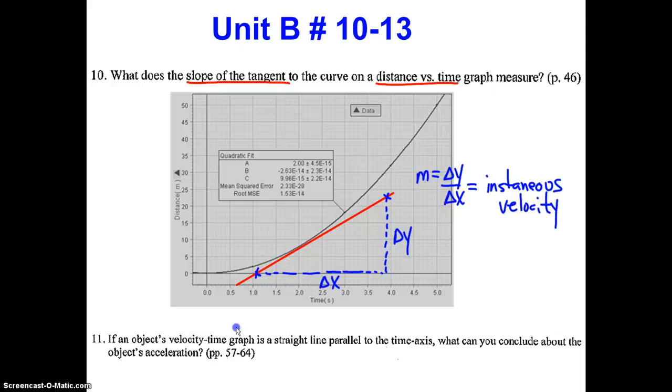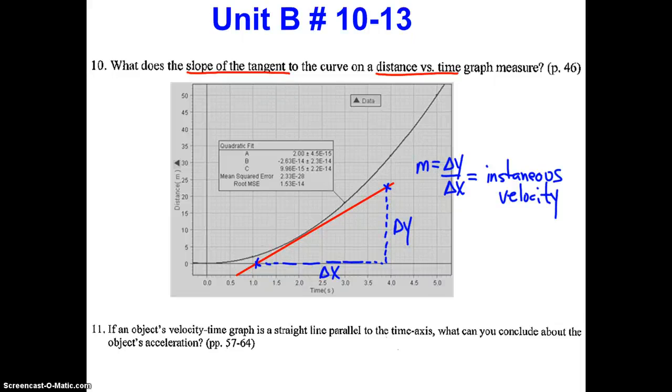By the way, you can tell also by adjusting the tangent line along the curve, that you can see your tangent line would get steeper and steeper and steeper as time goes on. And since that's instantaneous velocity, that tells you it's getting faster, which indicates that it's accelerating. So nice little tie in there.